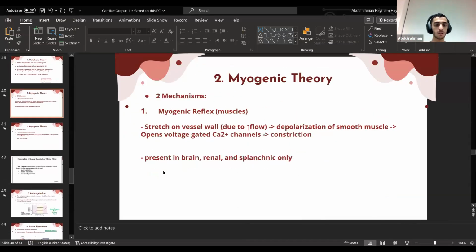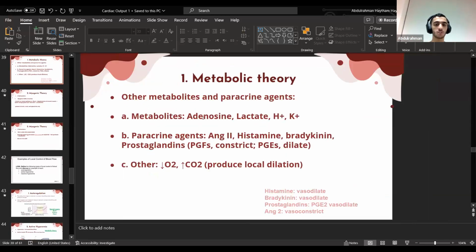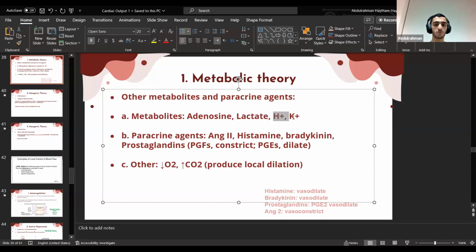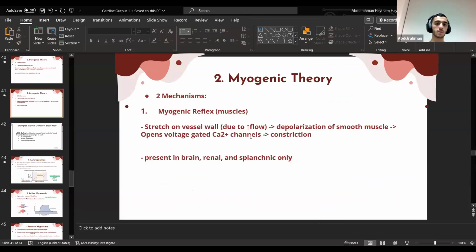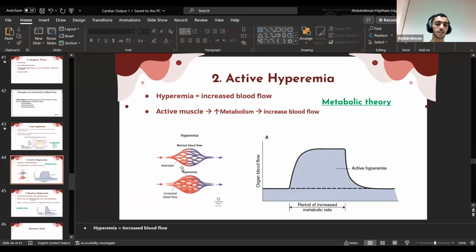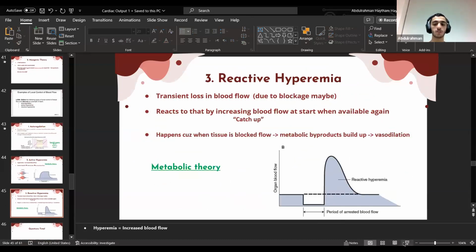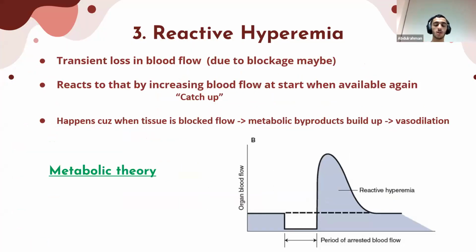So we got adenosine, which is the byproduct of ATPs. We got lactate, H plus, potassium, decreased oxygen, increased carbon dioxide, or even a decrease in the blood glucose. All of these will lead to your metabolic vasodilation, which can be seen in active hyperemia. And in reactive hyperemia, why exactly it happens is because, since you didn't give it blood flow for this period of time, since there was no blood flow, what happened is that the carbon dioxide or the waste products have built up, and when there was blood flow again, they caused the vasodilation, and that's why it's a reactive hyperemia.